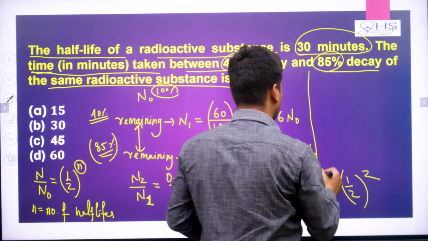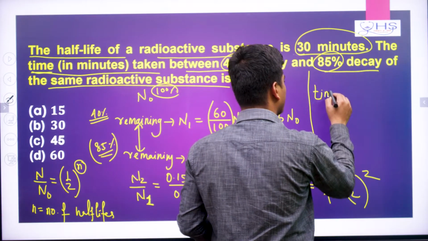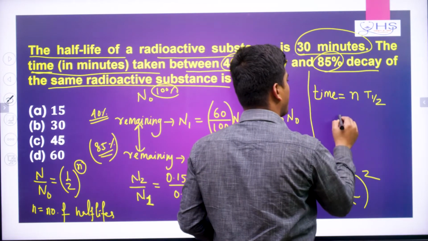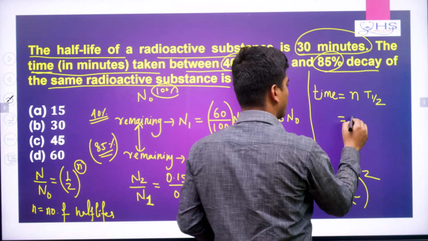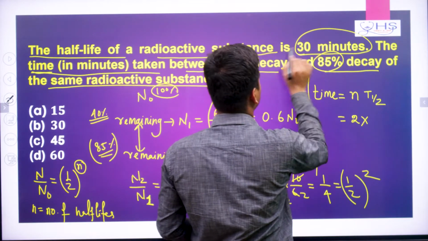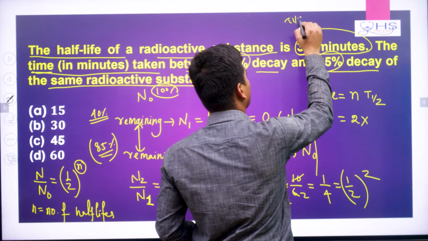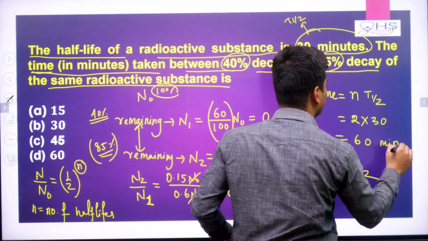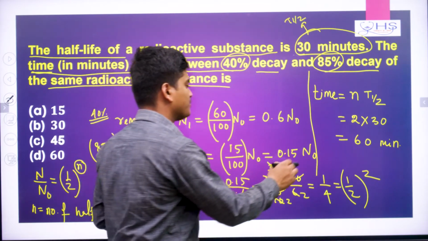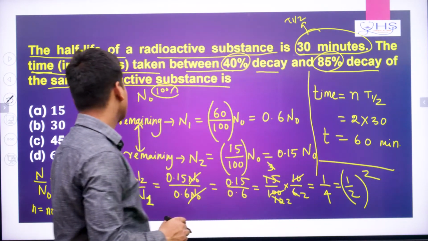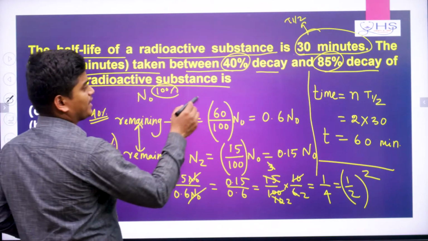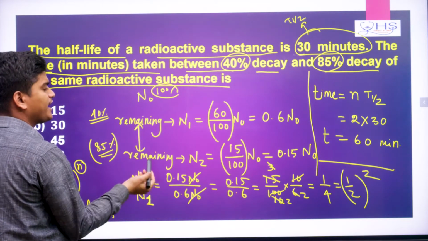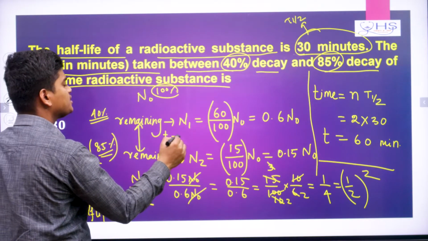So if 2 half lives are occurring, then time equals what? Remember, time formula is nothing but number of half lives into t half. T half means half life. So number of half lives is 2 and t half is given here 30 minutes. So put here 30 minutes. The answer will come 60, and since you are taking minutes, it will be 60 minutes. So total time taken between 40% decay to 85% decay is 60 minutes.